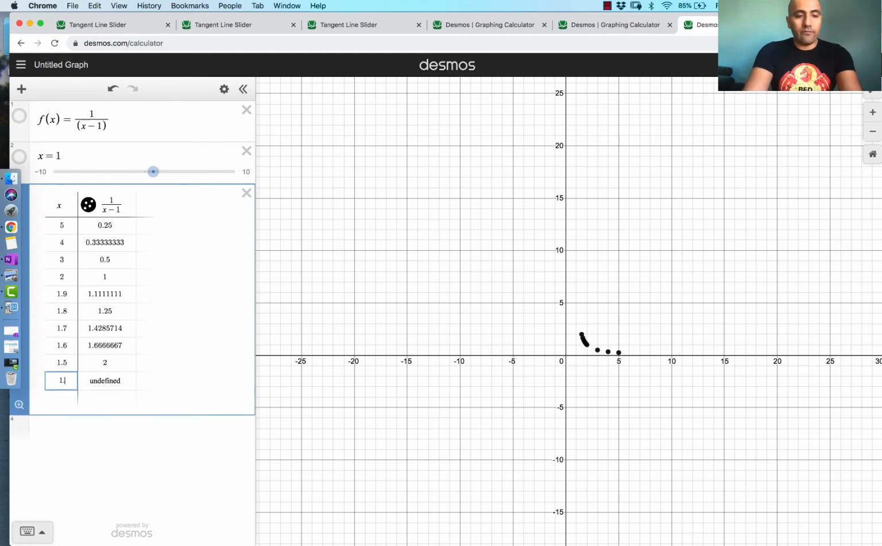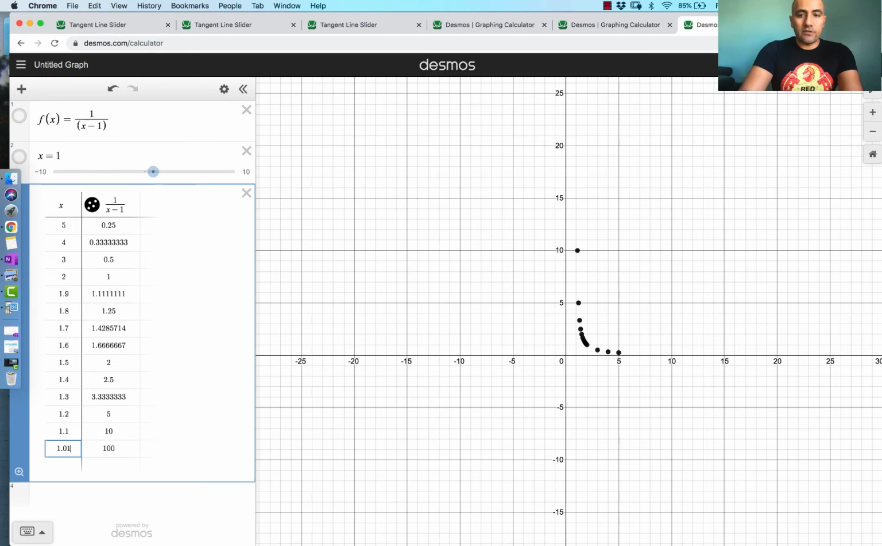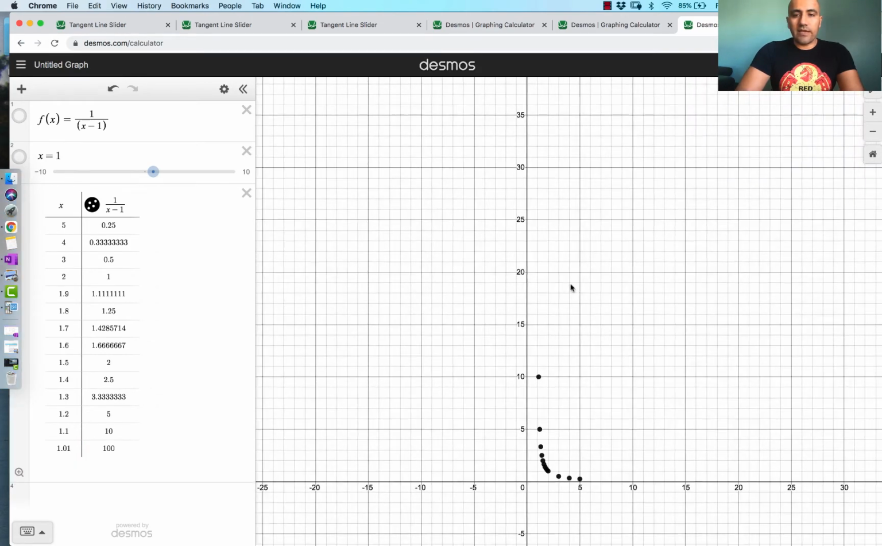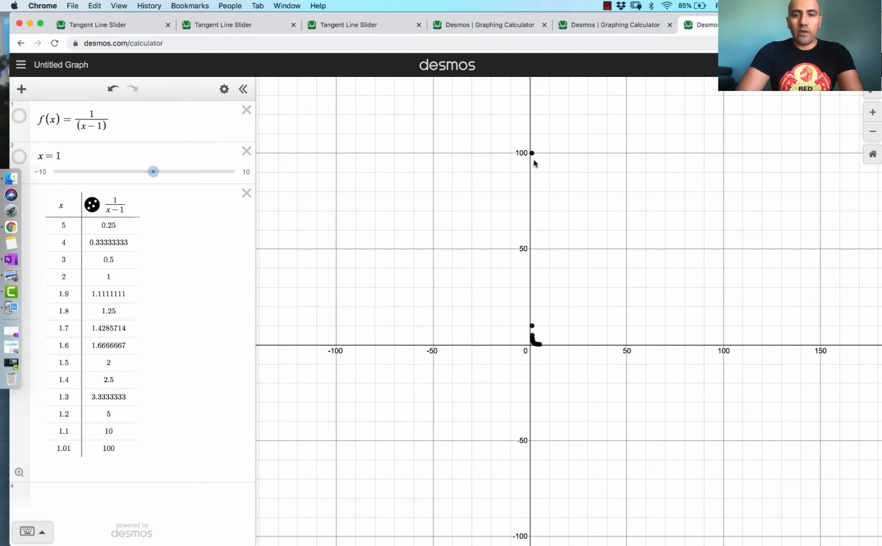Oops, 1.4, 1.3, 1.2, 1.1, about really close, 1.01. Ooh, at that point, at 1.01, the output is 100. That's already outside the scale of this graph, so I'd have to zoom out to find it. There it is, way up there. So it grew quite a lot. From 10, it just jumped to 100.